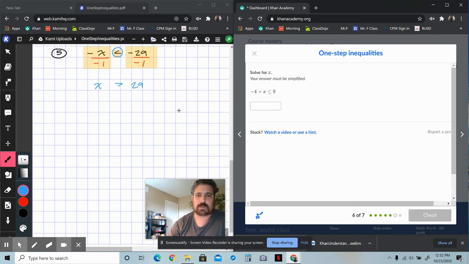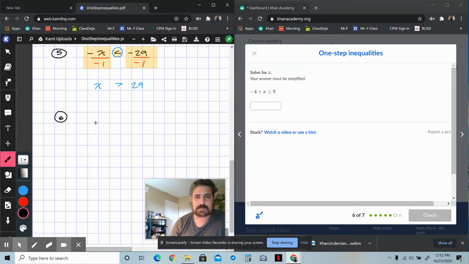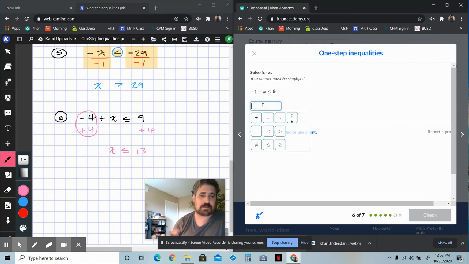Okay, so the next problem we have here is another easy one because you don't have to reverse anything. So for number 6 here, it says negative 4 plus x is less than or equal to 9. You're going to want to get the x by itself. How do you get rid of minus 4? You add 4 to both sides. So you're going to get a 0 pair on the left, which means we have x is less than or equal to 9 plus 4, which is 13. So our answer is just x is less than or equal to 13. There's no need to switch anything. We never multiply or divide by a negative, so it stays pretty straightforward, just like when you have an equation. And you get x is less than or equal to 13.